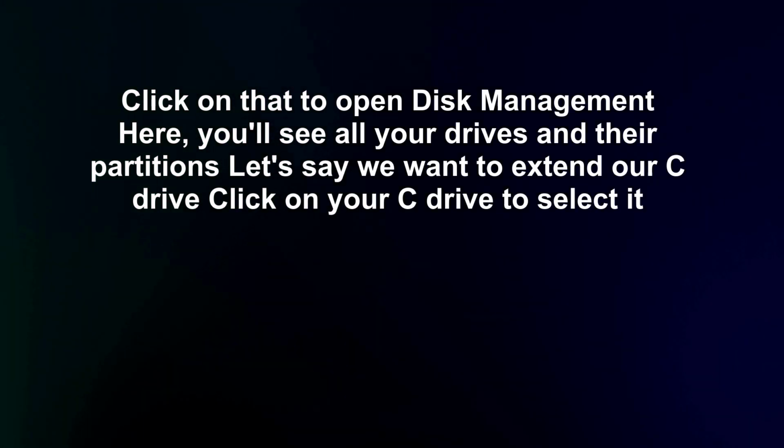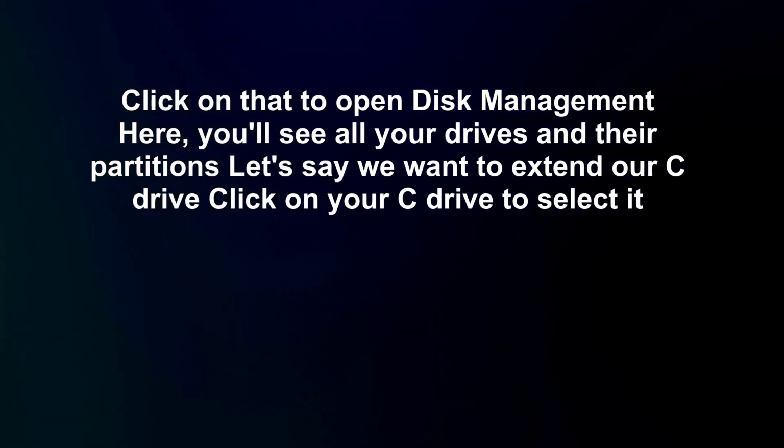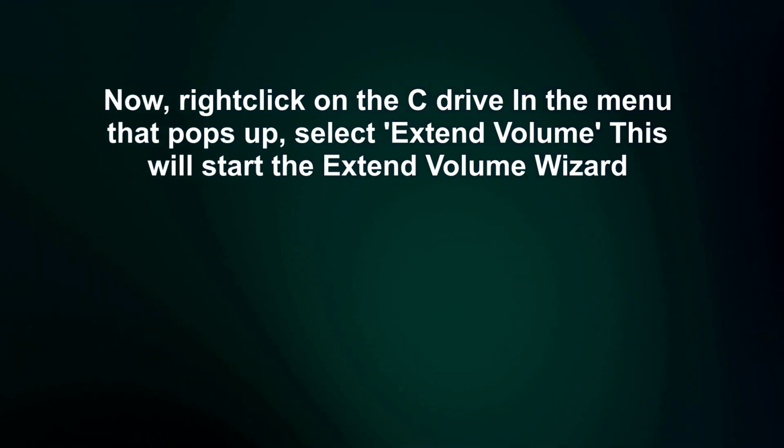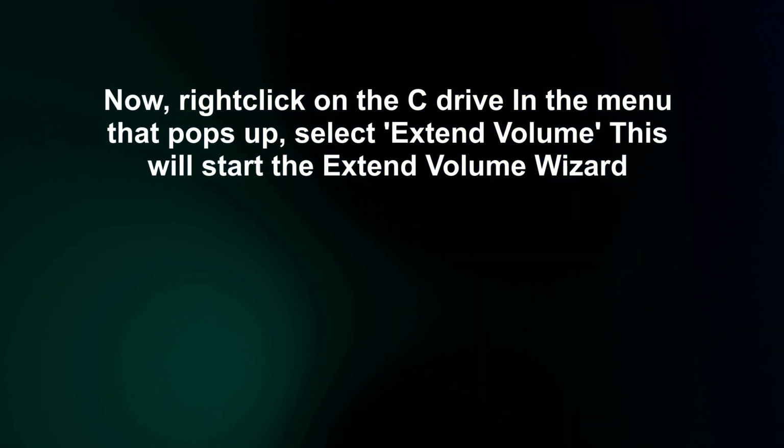Here, you'll see all your drives and their partitions. Let's say we want to extend our C drive. Click on your C drive to select it. Now, right-click on the C drive in the menu that pops up. Select Extend Volume. This will start the Extend Volume wizard.